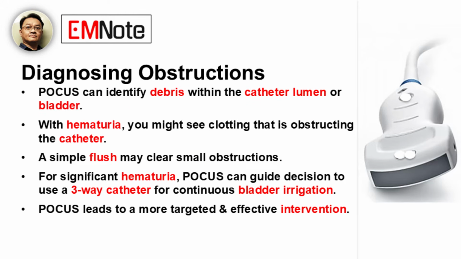Beyond simple malposition, POCUS can also help identify the nature of an obstruction. For instance, you might see debris within the catheter lumen or in the bladder itself. In a patient with hematuria, you might notice heterogeneous material that is effectively clotting off the catheter. If the obstruction is due to a small amount of debris, a simple flush might clear the issue. However, if the patient has significant hematuria, a simple two-way Foley may be insufficient. POCUS can guide your decision to replace the catheter with a three-way catheter, enabling continuous bladder irrigation to manage the bleeding and prevent further clotting.